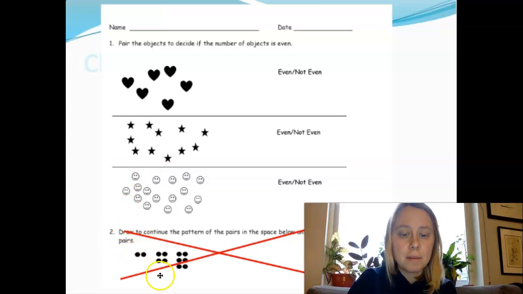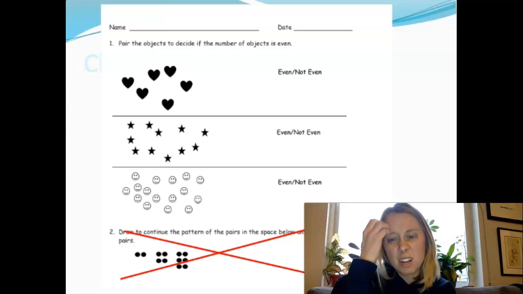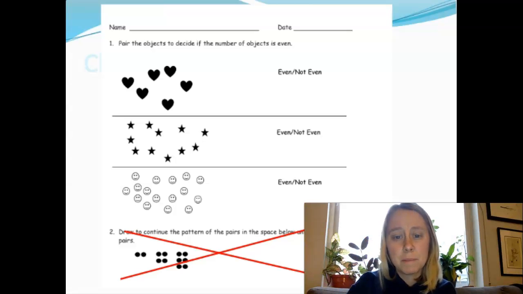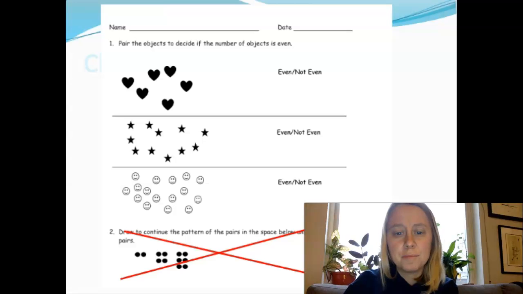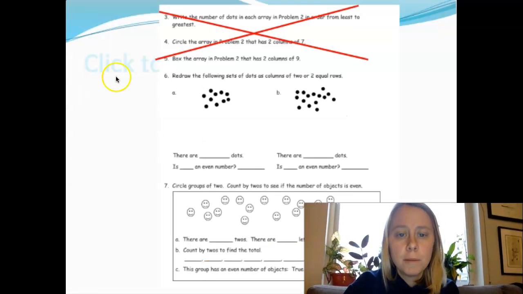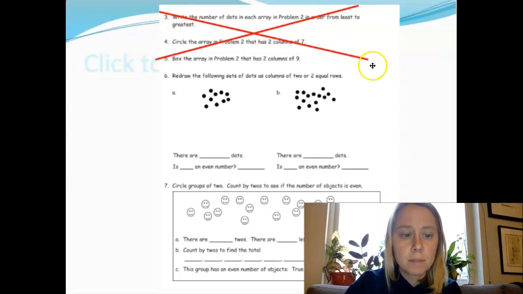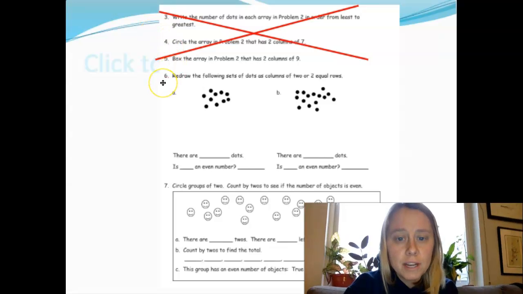I want you guys to skip number 2. Personally, I was a little confused by it when I was working on it, and that was at school with a pencil and paper. So I think it might be a little challenging to try and do online. Numbers 3, 4, and 5 kind of go along with number 2, so you may also skip those. So you can go from number 1 all the way to number 6 today.